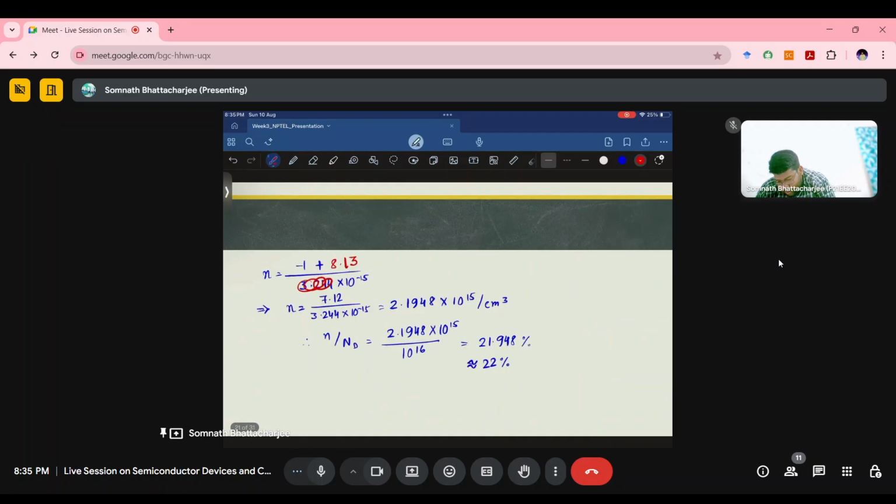3.256. So this one would be 7.13 and this one would be 3.256. So 7.13 divided by 3.256 is 2.1898, and here as well it would be 2.1898, and this one would be the same, 2.1898. So the answer would be 21.9%.